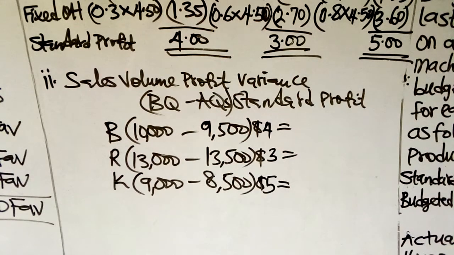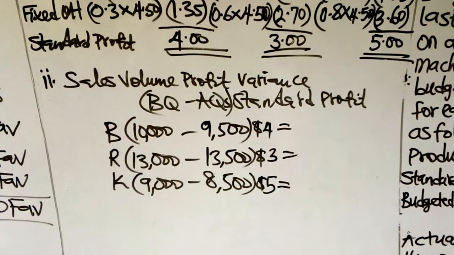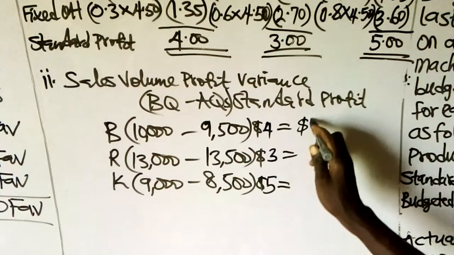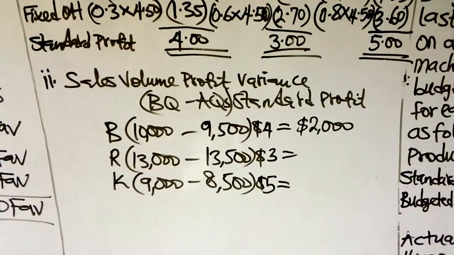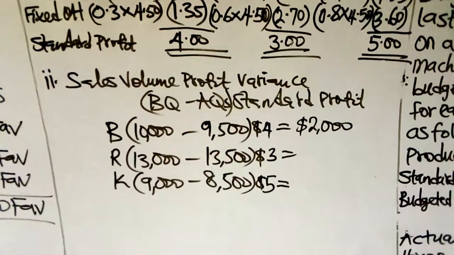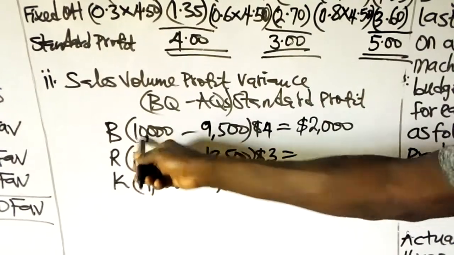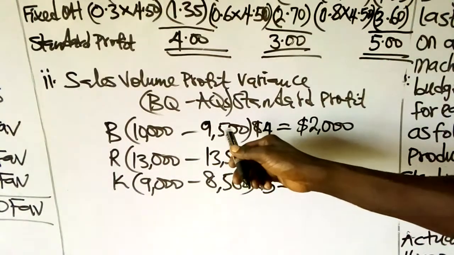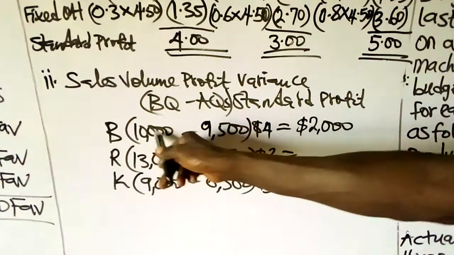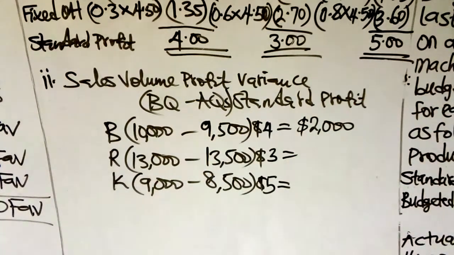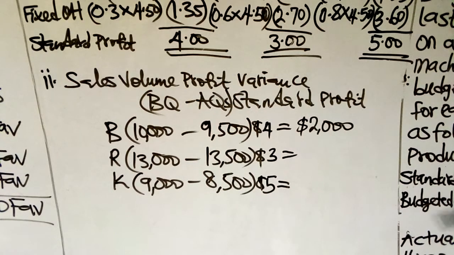So 10,000 minus 9,500 will be 500. 500 times 4, that will be $2,000. This is an adverse variance because you budgeted to sell 10,000 and you actually sold 9,500. You have sold less than budgeted for. What you sell is not up to your budget. That is an adverse variance.